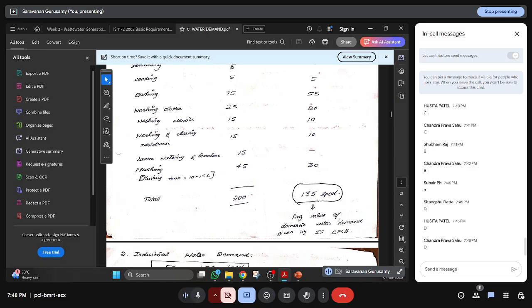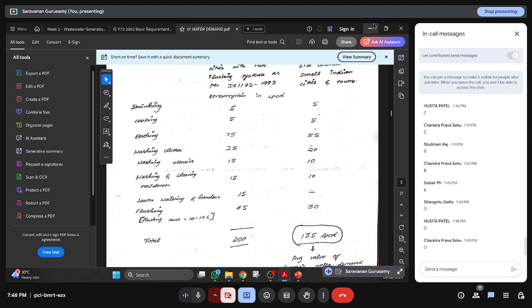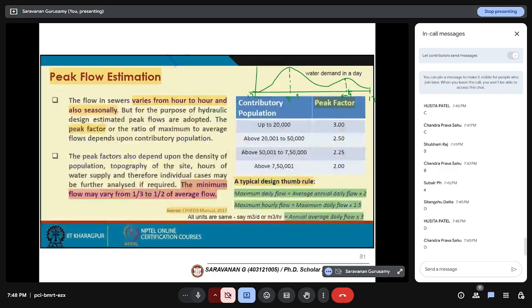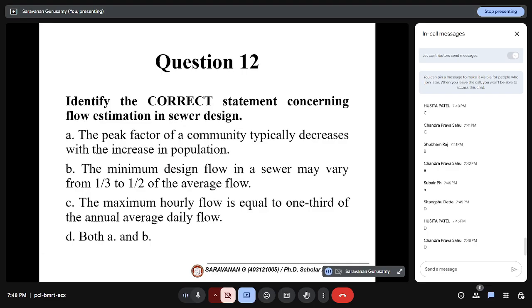That is the average value domestic water demand given in the IS code, that is by the CPCB recommended value. So every household we are supplying 135 liter per capita per day, but we are not getting the same 135 liters wastewater. About 80 to 85% of the supplied water is coming out as wastewater. You got it. The loss may be due to evaporation loss, ground seepage or sewer leakage, or due to some consumption. Yeah. Hope you are clear.